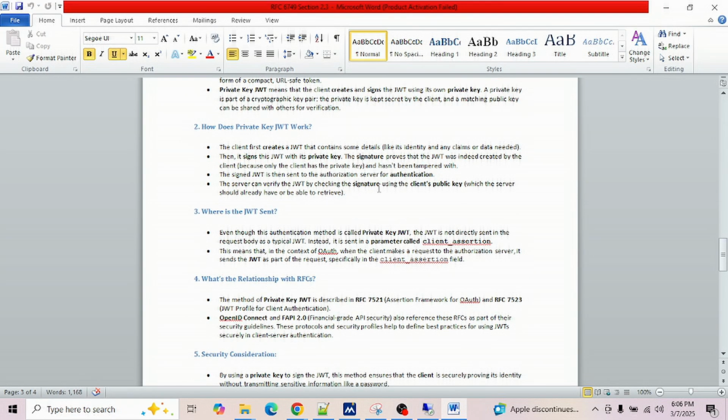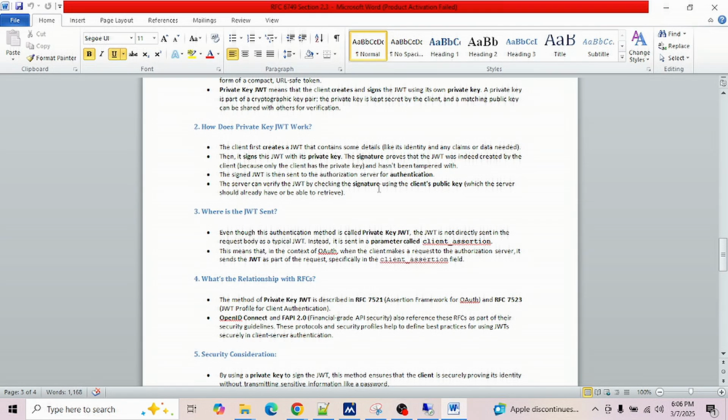Where is the JWT sent? Even though this authentication method is called private key JWT, the JWT is not directly sent in the request body as a typical JWT. Instead, it's sent in a parameter called client_assertion. That means it's not like we're sending it directly in the body as we have seen in the normal case. Instead, it is sent in a parameter called client_assertion.